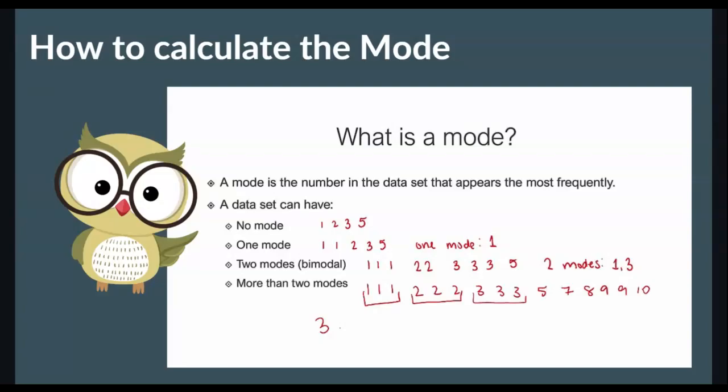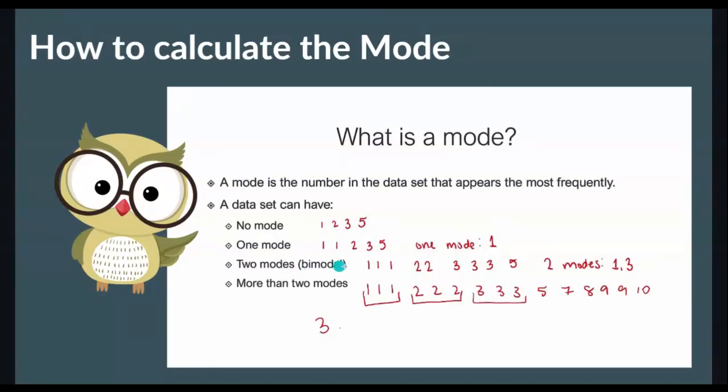Okay, and then you can have as many modes as the data set gives you, right? So in this instance, in this little data set here, we've got 1, 1, 2, 3, 5. So there's only one number that's repeated more than once, and that is the number 1. So our mode is 1.